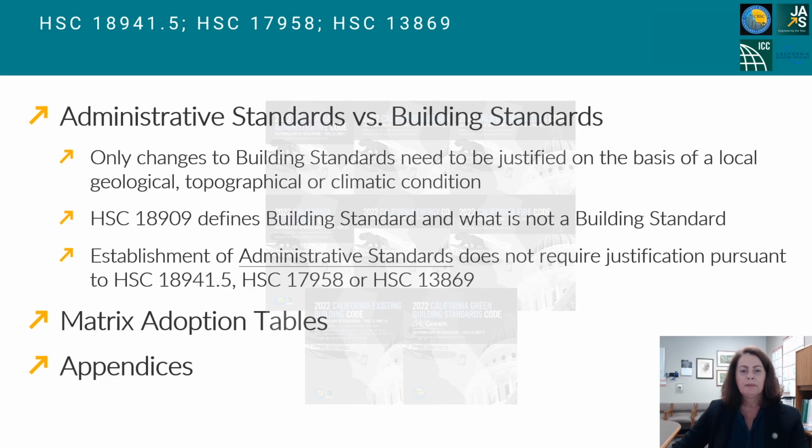Note that many of the appendix chapters in the back of the various parts of Title 24 are not adopted by California or a state agency, but are available for local adoption. This can be seen in the matrix tables in the text provided below the appendix chapter. It may be necessary for a local jurisdiction to justify adoption of the appendix on the basis of a local geological, topographical, or climatic condition. We'll touch on this a bit more later.